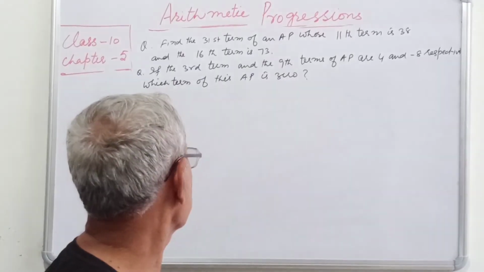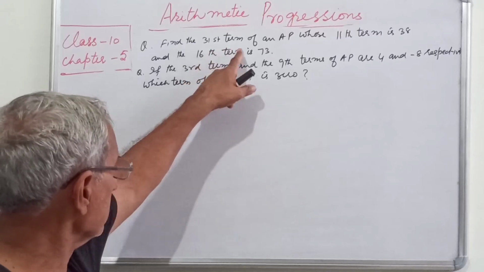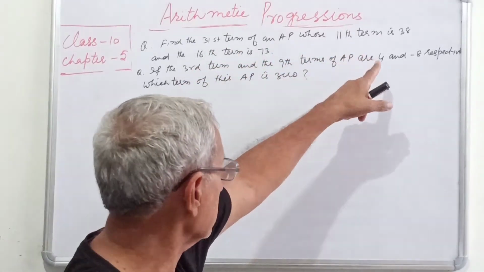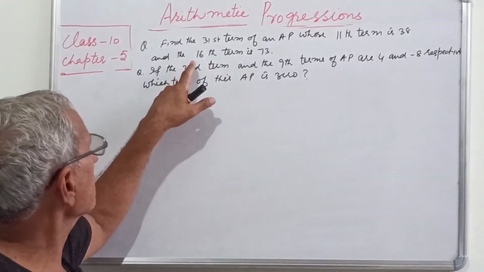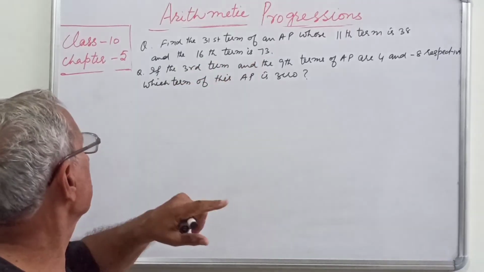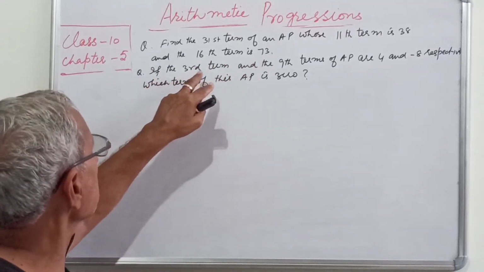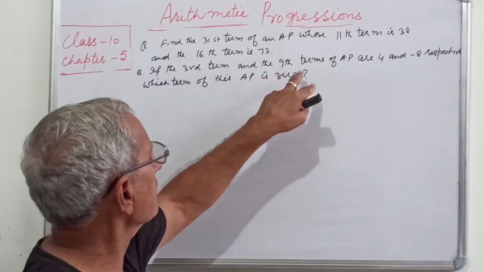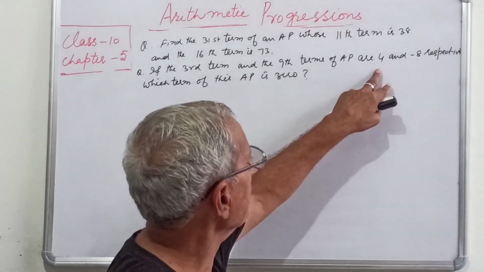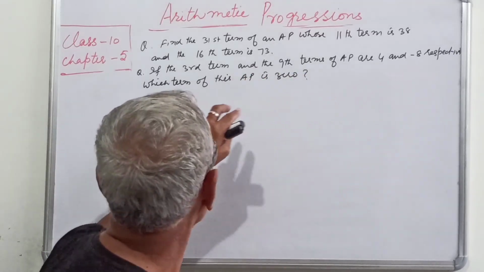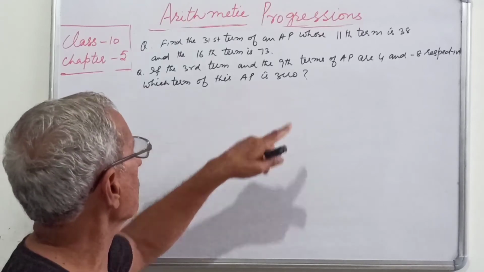The next question is, find the 31st term of an AP whose 11th term is 38 and the 16th term is 73. Next question, if the third term and the 9th term of the AP are 4 and minus 8 respectively, which term of this AP is 0?